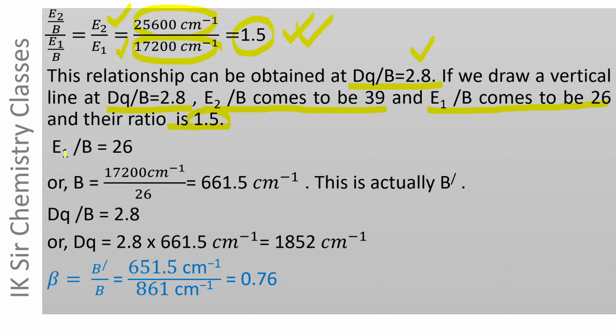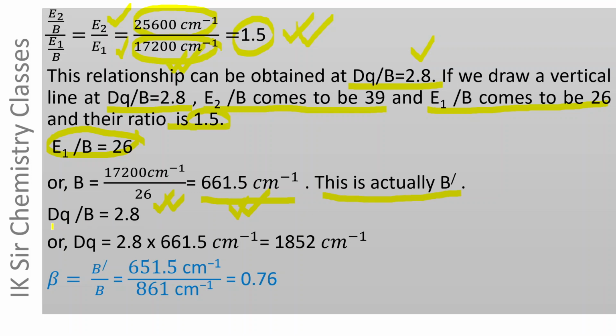Now E1 by B is equal to 26 and E1 is equal to 17,200 cm inverse, and therefore B will be equal to 17,200 cm inverse divided by 26, and it comes to be 661.5 cm inverse. This is the inter-electronic repulsion parameter in the vanadium 3+ ion in V(H2O)6 3+, and hence it is actually B dash, not B.